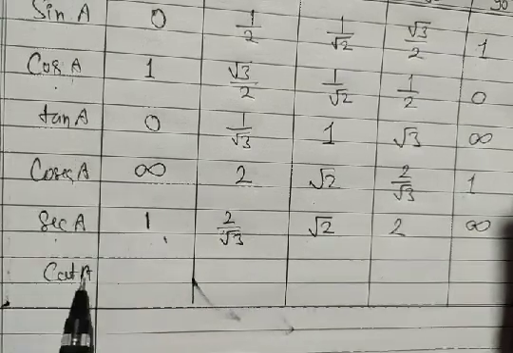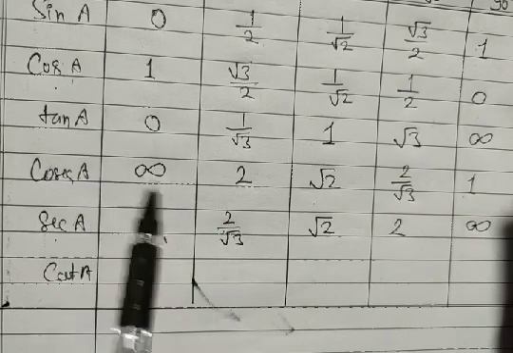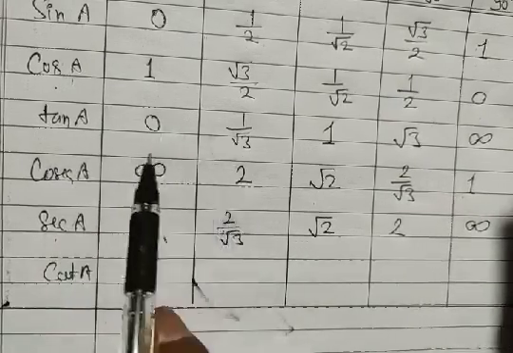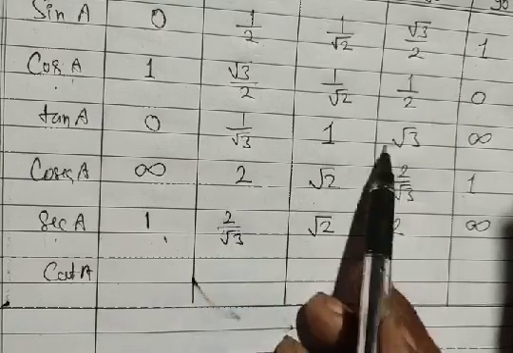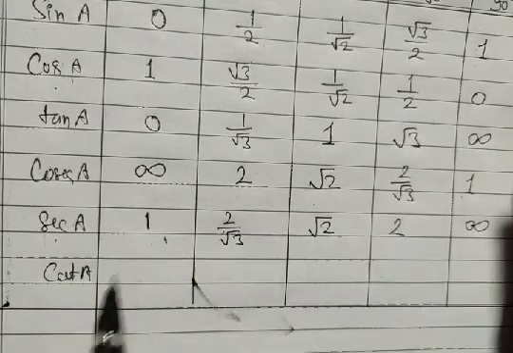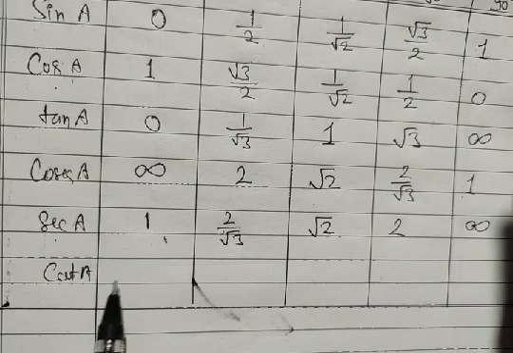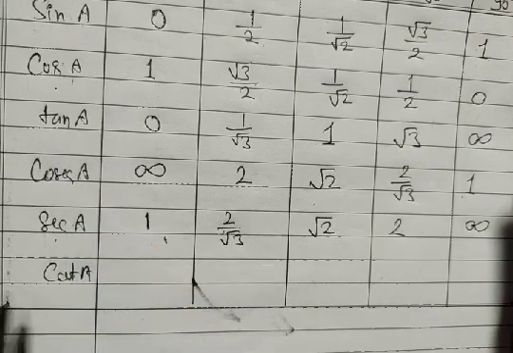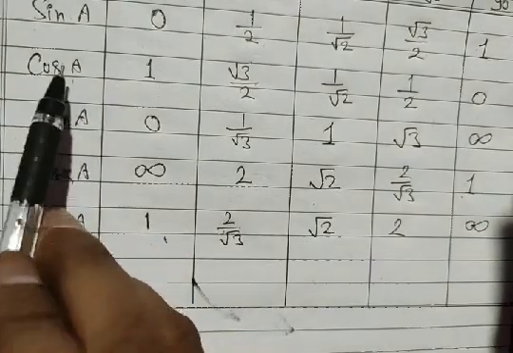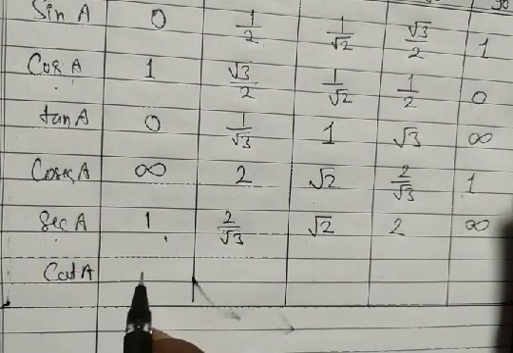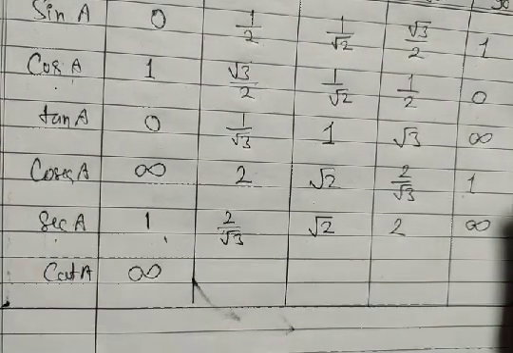Now, to get the value of cot, we know that tan and cot are complementary to each other. Look, here we have 0, 1 by root 3, 1, root 3, infinity. Since tan and cot are complementary, when we get the value of cot A, we get infinity here. Look, how do we get cot? Cot is the reciprocal of tan. Also cot is given by the ratio cos A upon sin A. Then 1 by 0 is what? Infinity. Look, we get infinity here.